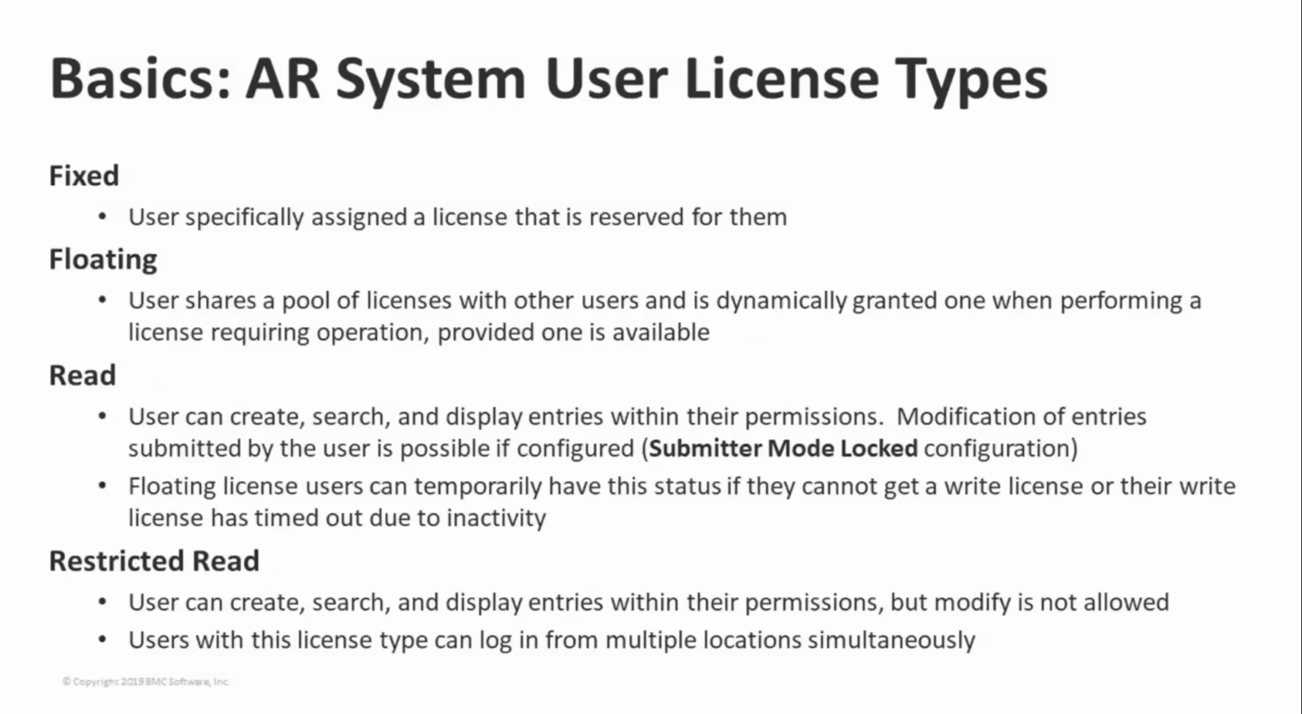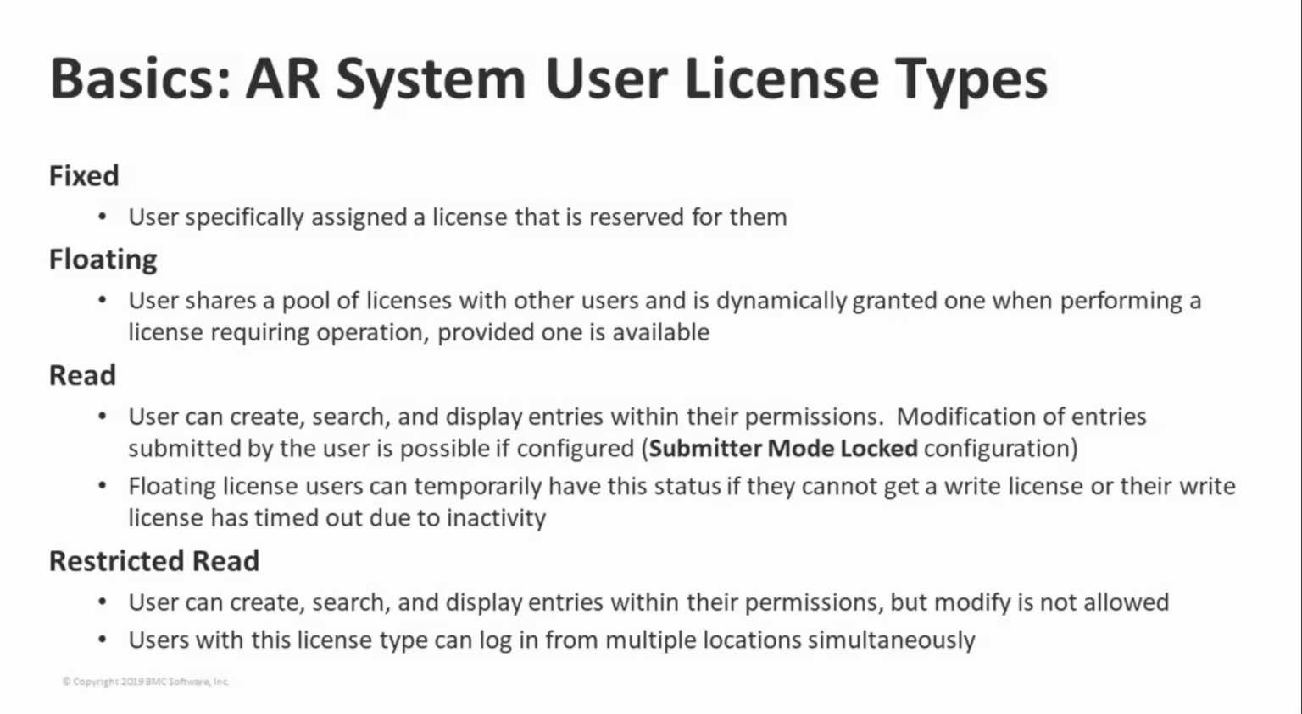There are 4 types. The top 2 you see listed here, the fixed and the floating, are the ones that are purchased. So those are the write licenses. The bottom 2, the read and restricted read, are not purchasable licenses. They're available to just apply. A fixed license is one that is specifically assigned to a user and reserved for them. So they will always be able to write on the system when you're a fixed license user.